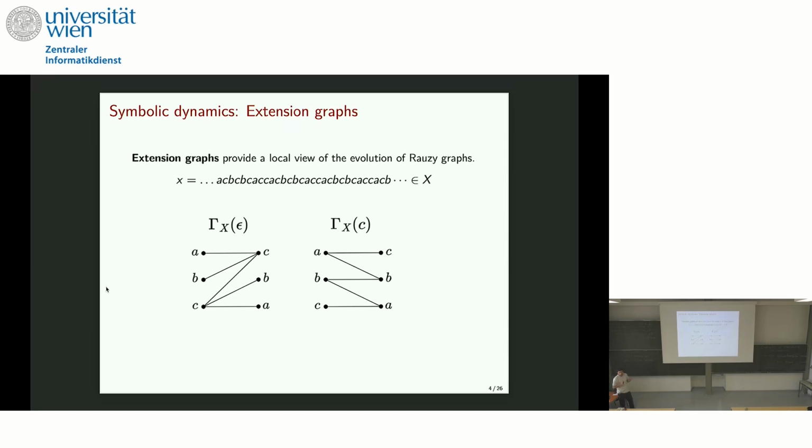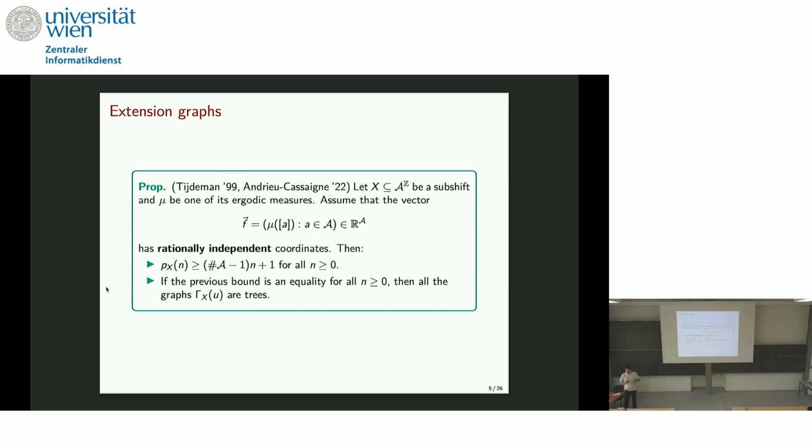Okay, so we have this different view of the extension graph. They represent some information about Rauzy graphs. But why is it interesting to consider them? I want to focus on trying to convince you that this is an interesting point of view and an interesting way of encoding data. I want to focus on two examples.